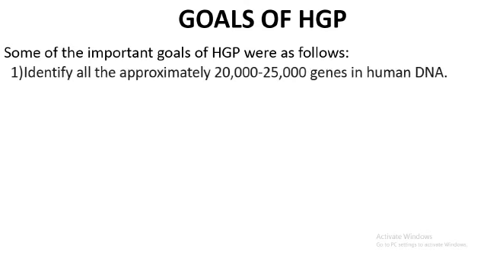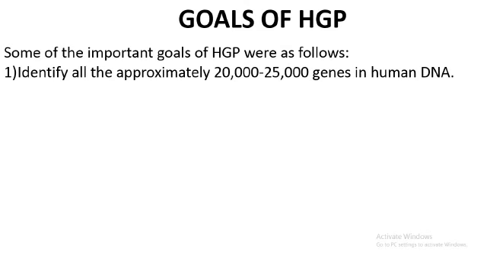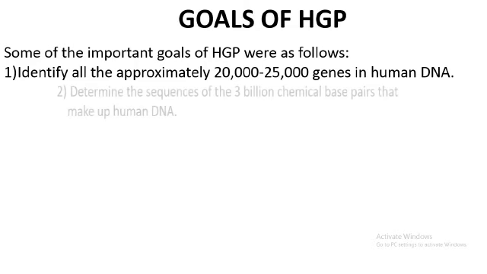The first goal is, yes, when we started, the most important was to identify approximately 20,000 to 25,000 genes in human DNA. That is, at the time when this project was started, it was believed that human DNA contains 20 to 25,000 genes. So therefore, to identify all this, the Human Genome Project was started.